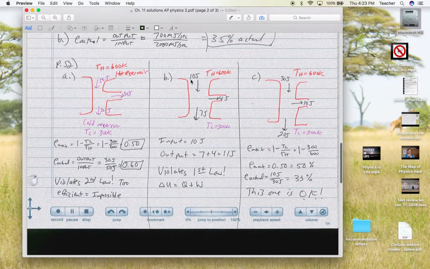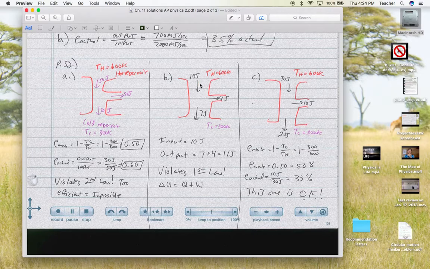For P52, this was looking to see if we violated first law or second law or no laws of thermodynamics. So I labeled these hot reservoir, cold reservoir, 600K and 300K, and what we knew about the energy flow there. And so in this case, the maximum efficiency with these two temperatures should be 50%. If we look at it, it shows us having 30 joules of work being done. Well, that's 60% efficient. So that violates the second law. So that is too efficient to be correct. And I can talk more about that if you want, since it relates to entropy.